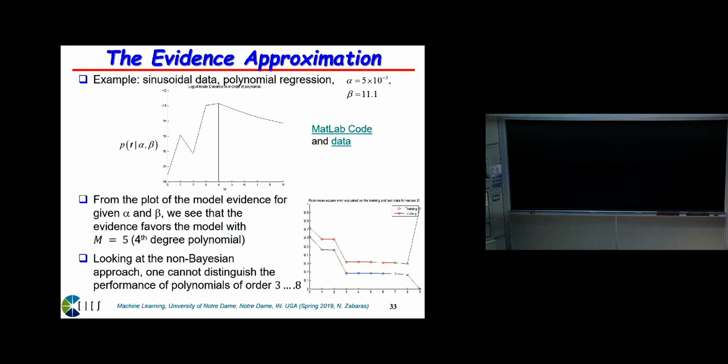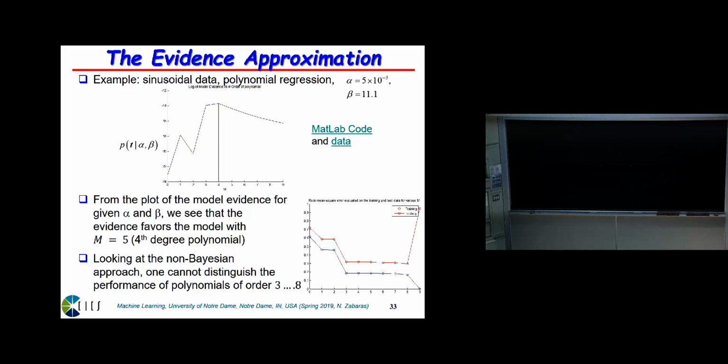So for given alpha and beta, what you see here is the marginal likelihood again. And you notice this is versus the order of polynomial. For polynomial of order 4, okay, I'm starting from 0 here, the marginal likelihood is maximized, so immediately you can do model selection as well.